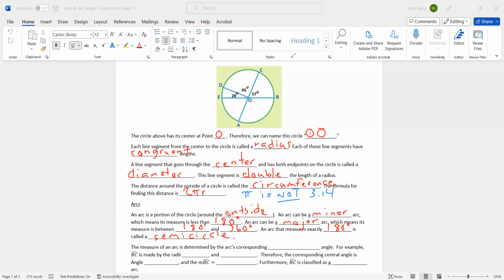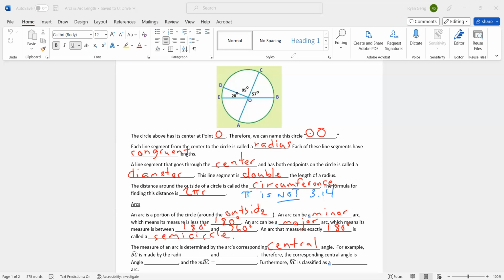The measure of an arc is determined by the arc's corresponding central angle. We are going to have many different types of angles in this unit. The central angle is the first of those. I will just give you a heads up. We're going to be dealing with inscribed angles. We're going to be dealing with angles that just happen in the circle somewhere, but not at the center. So we're going to have a lot of different angles going on here. Make sure you look at the relationships with these angles.